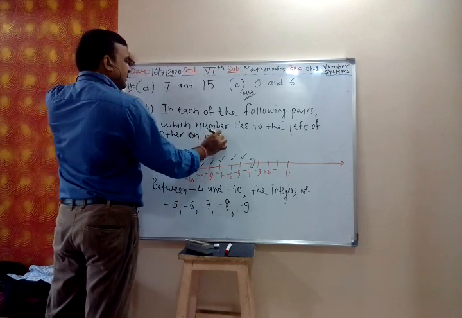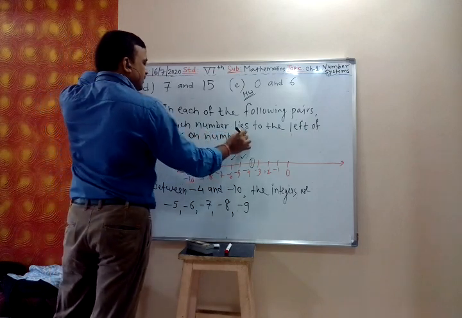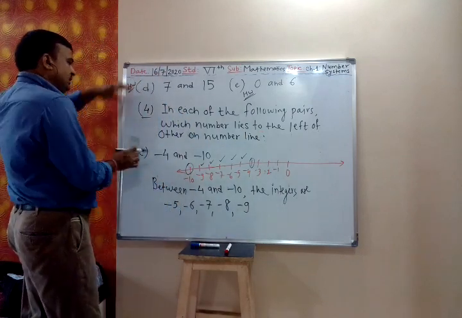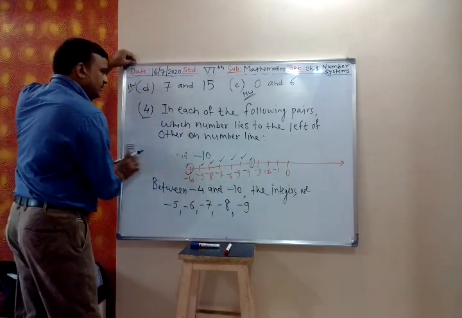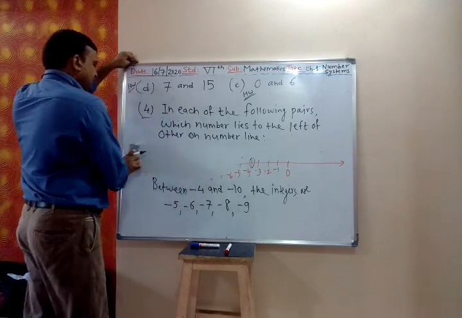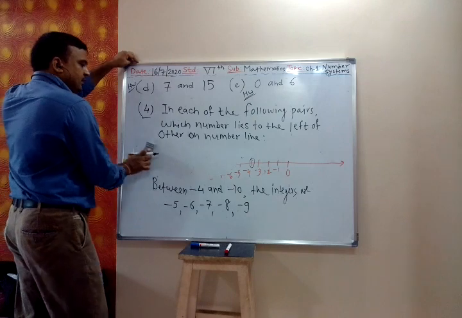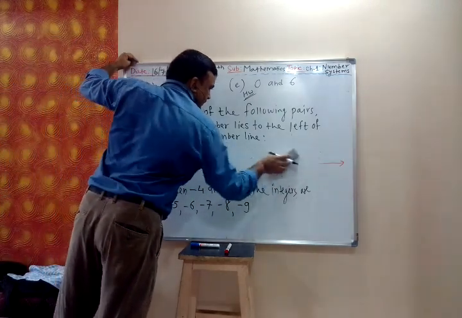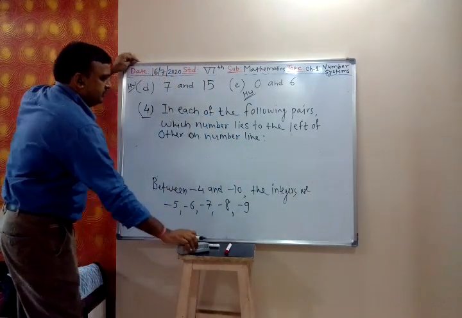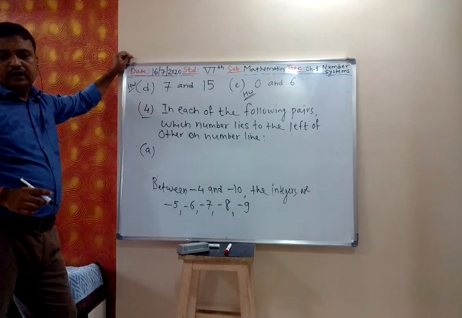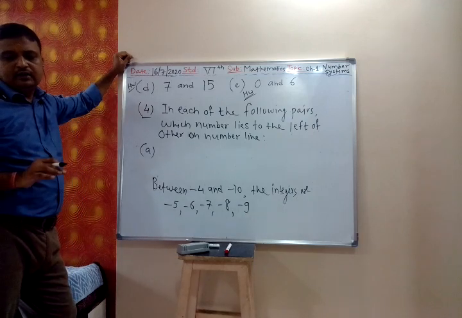Which number lies to the left of the other on the number line? In each of the following pairs, which number lies to the left of the other on the number line? So let us see.